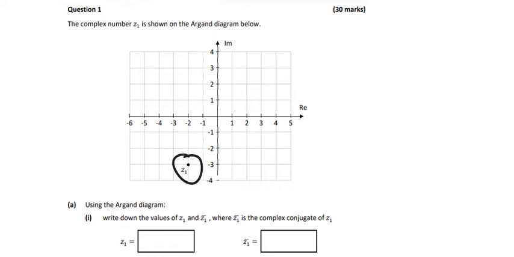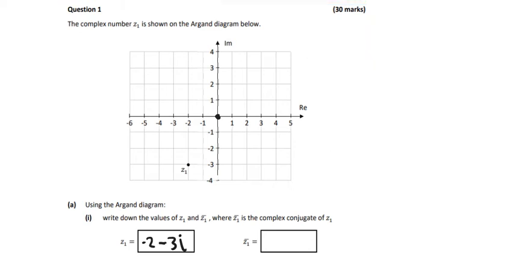So Z1 you can see is down here on the graph. You always go across first and then up or down. So you go left or right and then up and down. If we start in the middle, the origin, you have to go across to -2. So I'm going to put in -2. And then you have to go down to -3, so it'll be -3, and that's the imaginary part, so you have to put an i on it. So -2 -3i. That's the answer to that.